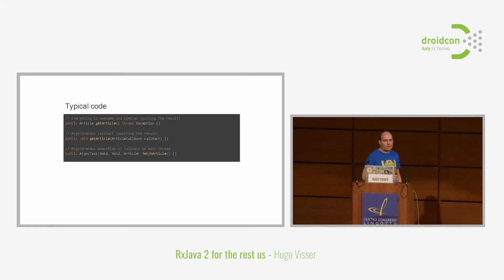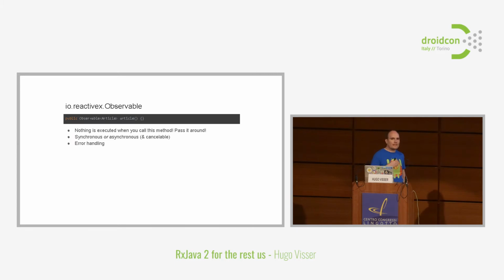If we would take the reactive approach by using the observable type in RxJava, we would end up with something like this, where we have a declaration of a method that just returns an observable of article. And this is a kind of interesting concept because nothing is really being executed when you call this method. So unlike a callback, nothing is really happening. This also means that you can now take this observable that you got and pass it around to other places where you might need this result.